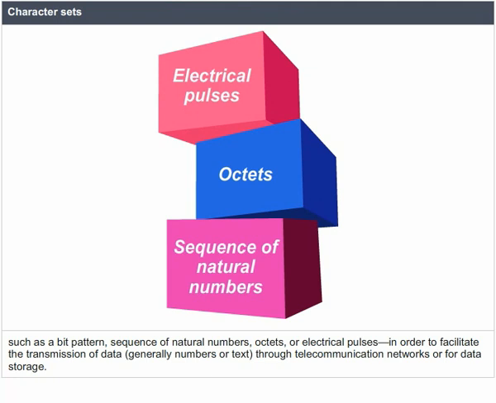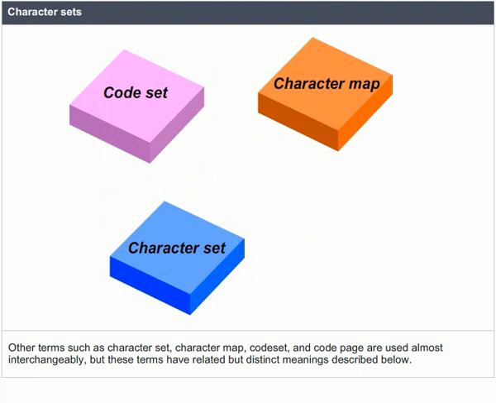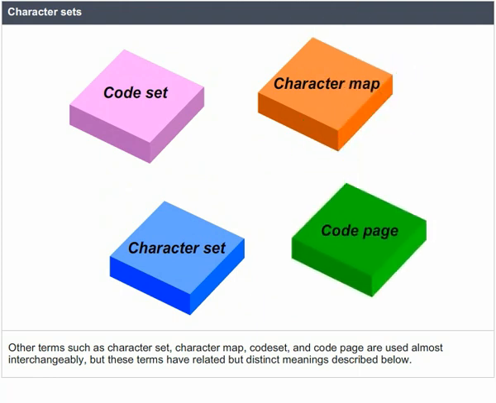Generally numbers or text, through telecommunication networks or for data storage. Other terms such as character set, character map, code set, and code page are used almost interchangeably, but these terms have related but distinct meanings described below.